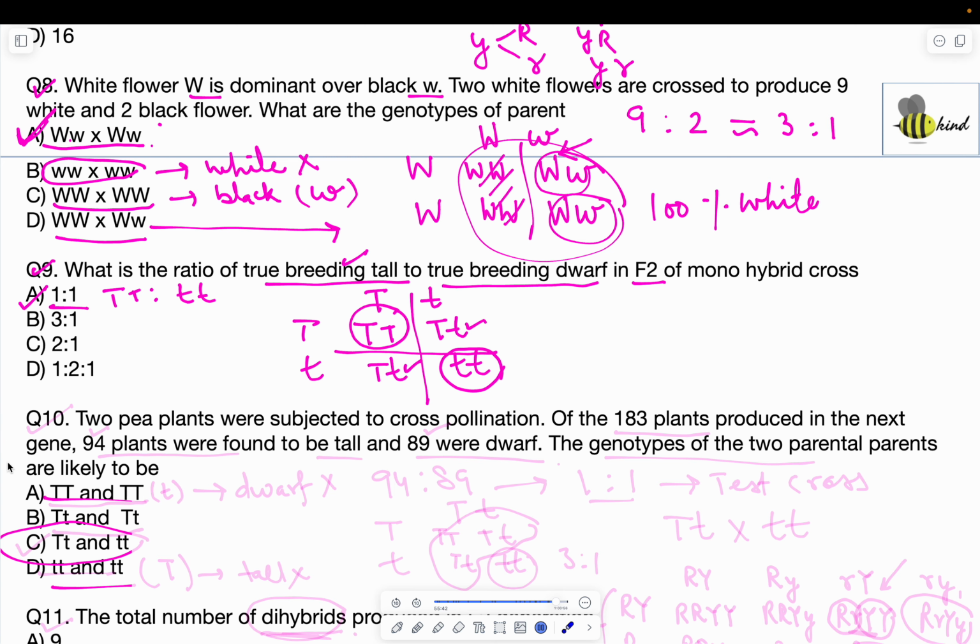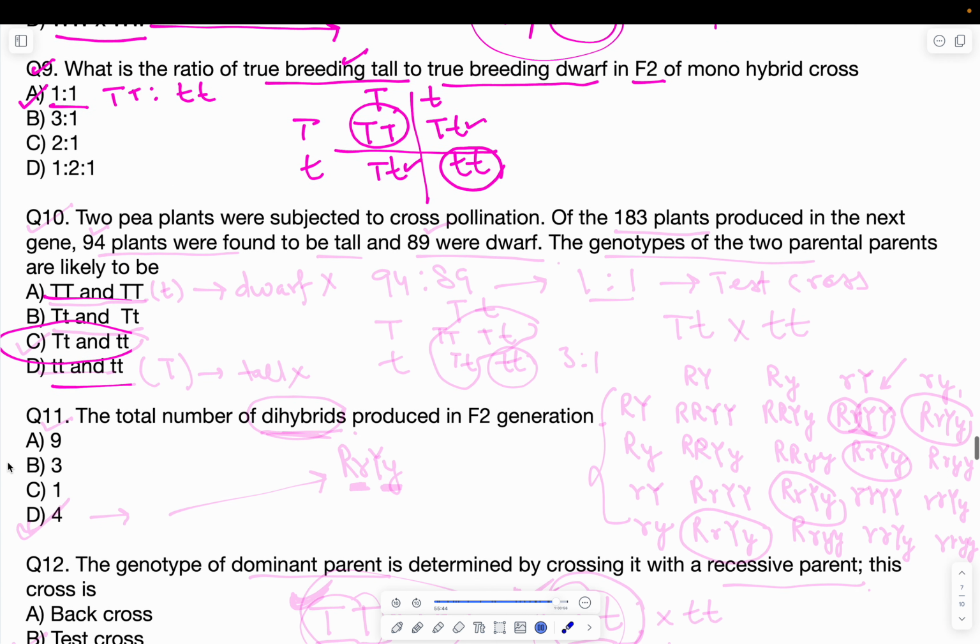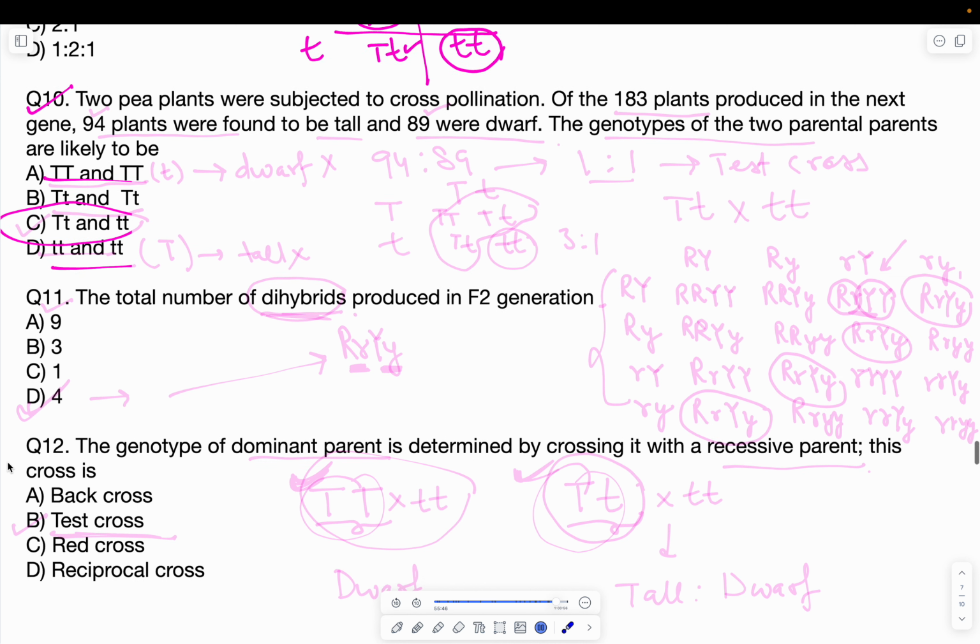The next question is, 2 pea plants were subjected to cross pollination. Of 183 plants produced in the next generation, 94 plants were found to be tall, 89 were dwarf. You have to find out the genotypes. Again, if you look at the ratio, this is very close to the ratio of 1:1. So it has to be a test cross.